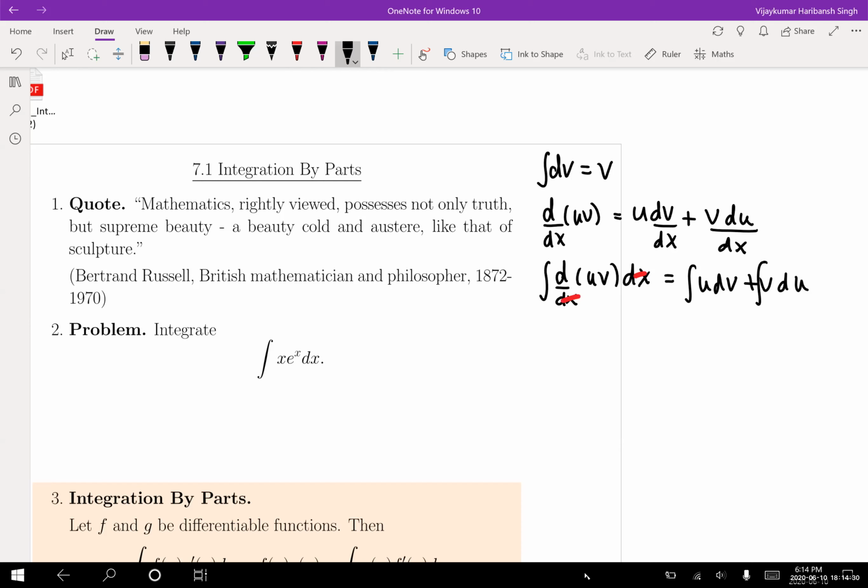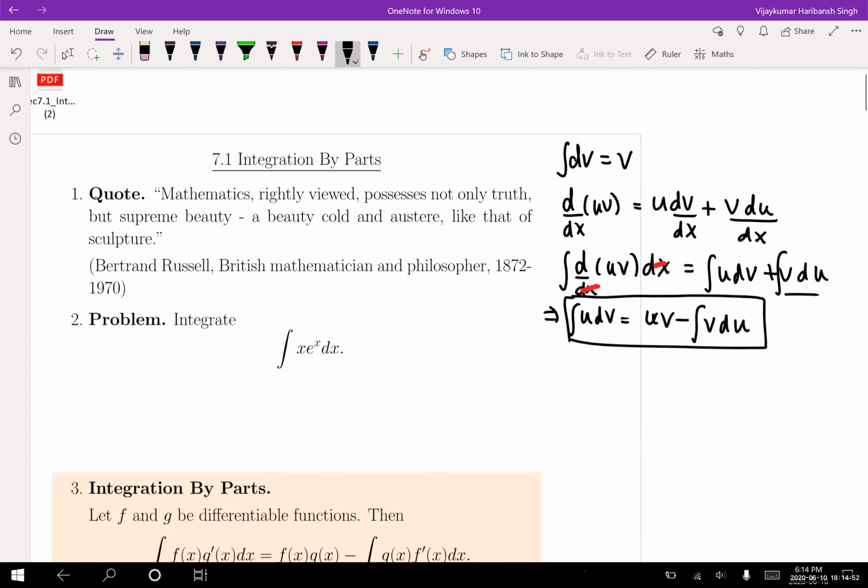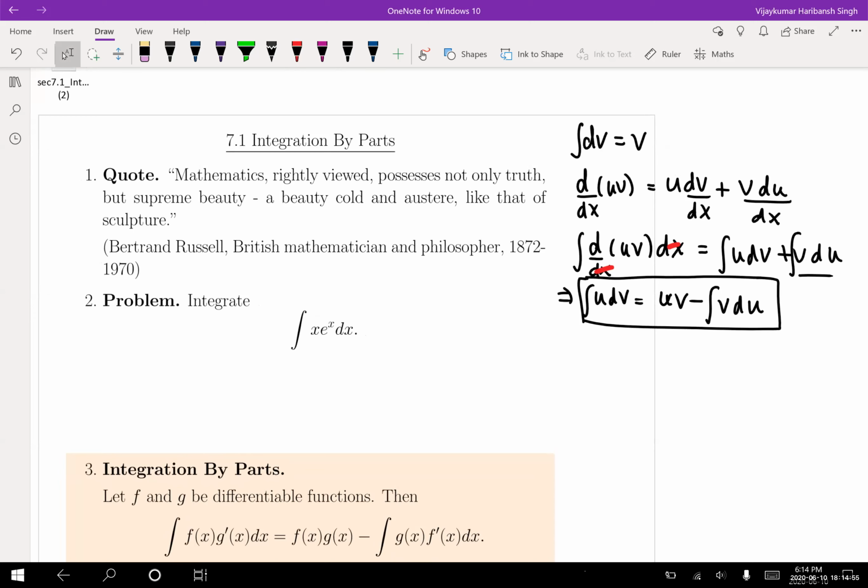So we can write, this implies the integration of u dv is, what is the integral of d of uv? It is going to be uv minus the integral of v du. So this formula is integration by parts. Here we have to make a choice for u and consequently a choice for dv. But once you choose u, dv is fixed.